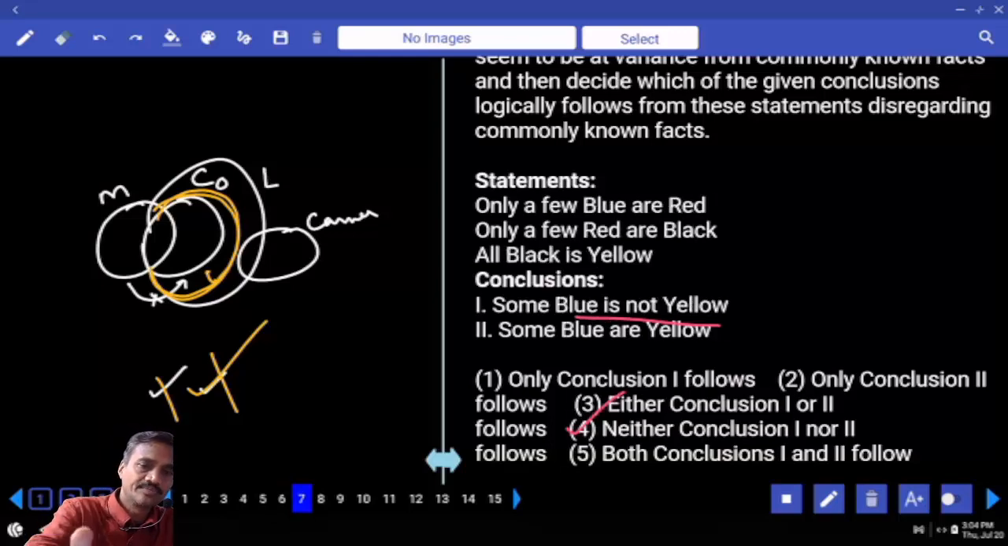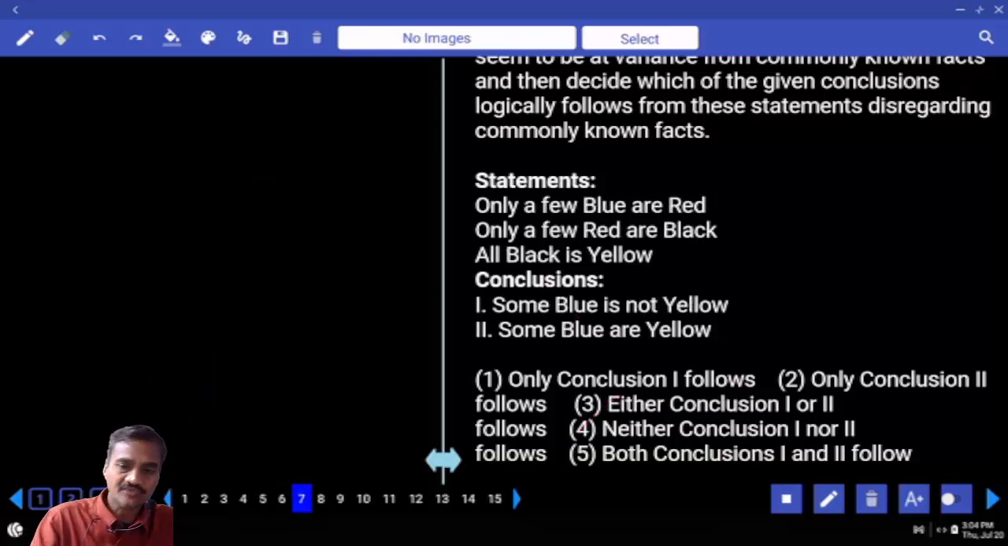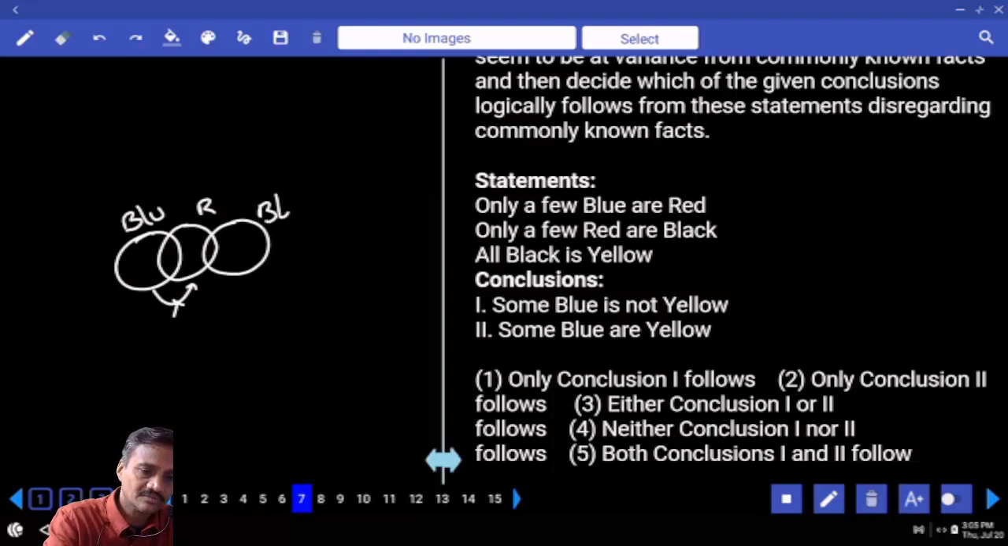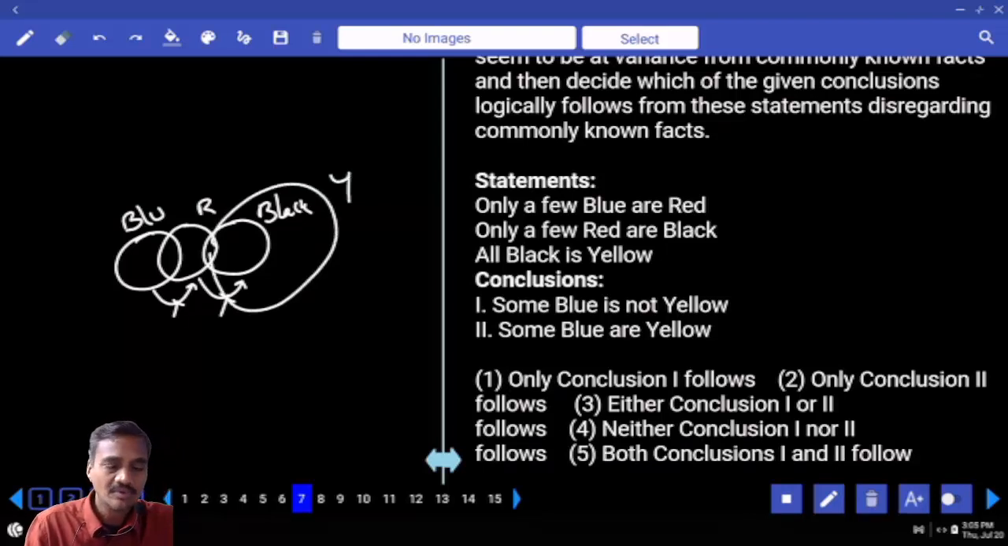Then seventh one. And in 7, only a few blue are red. Only some of the blue are red but not all. And only a few red are black. Only a few red are black but not all. Isn't it? And all black is yellow. This entire black is a part of yellow. Some blue is not yellow, definitely true.